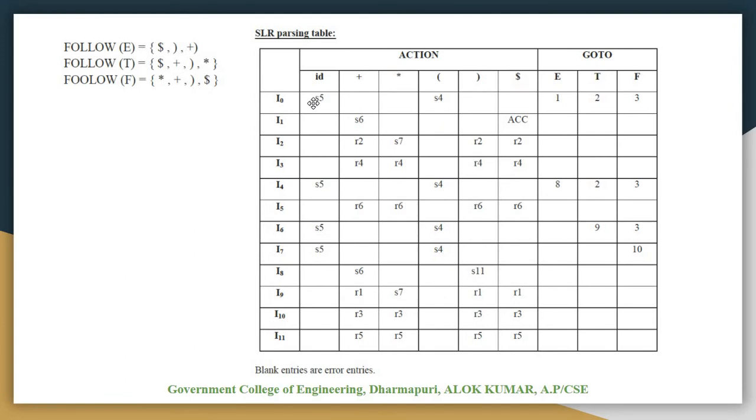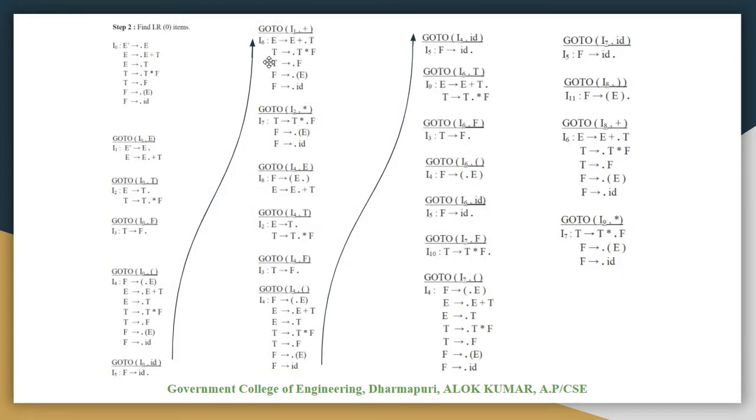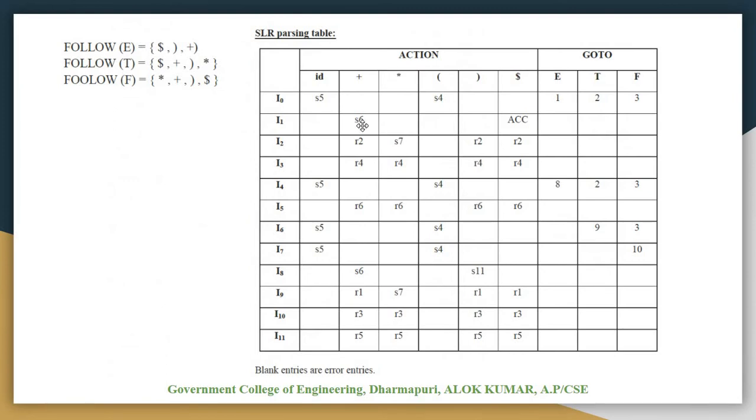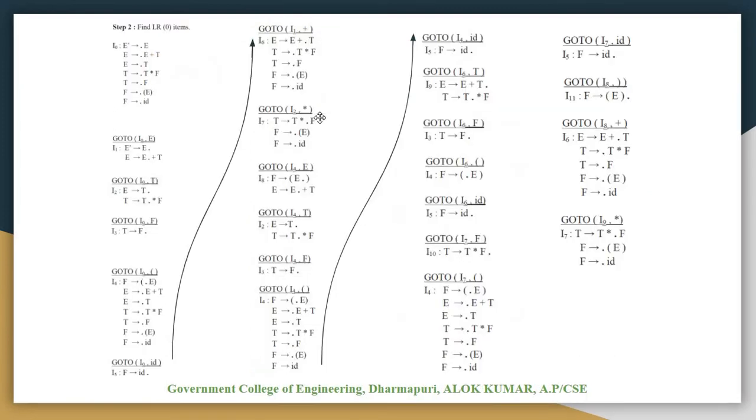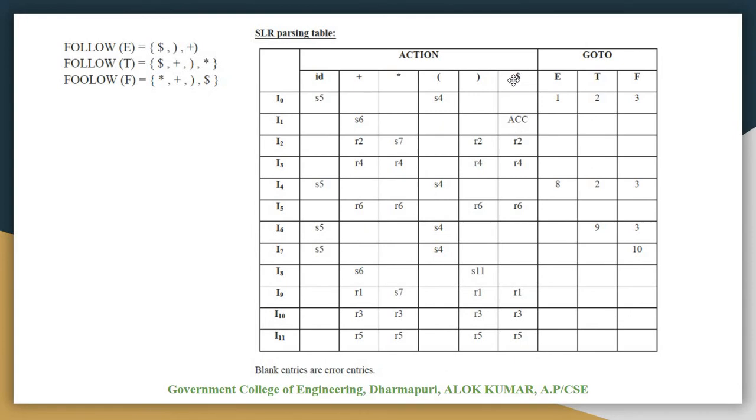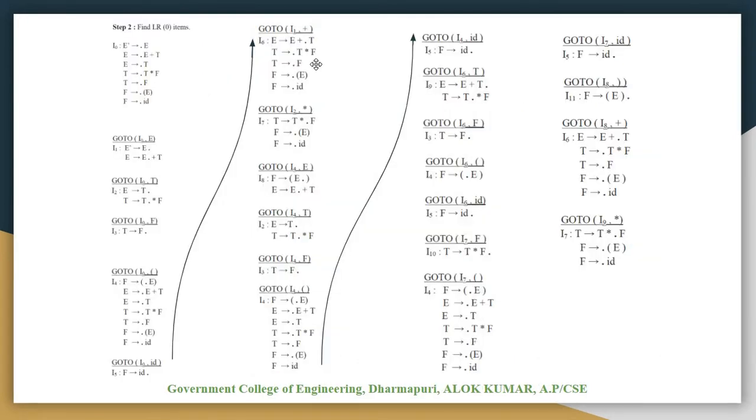Now we will do the I1 entry. How are we going to do it? Here we will check, this one is plus. So at plus we will keep S6. You can see S6 we have kept. And at I1, E is coming at last because this one is the starting symbol, so this one is the first production rule. Because of this, it will be accepted in this manner under dollar. Here we can see no non-terminal is there in I1.